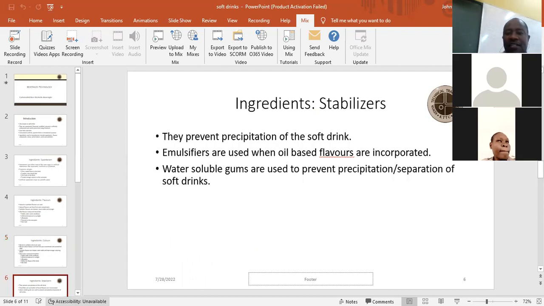So then you have the stabilizers, the other ingredient. These are used for stabilizing the emulsion of the drink. The drink is usually an emulsion, so that you don't have the drink separating. You add the emulsifiers, and these are usually gums. They prevent the precipitation or separation of the drink.